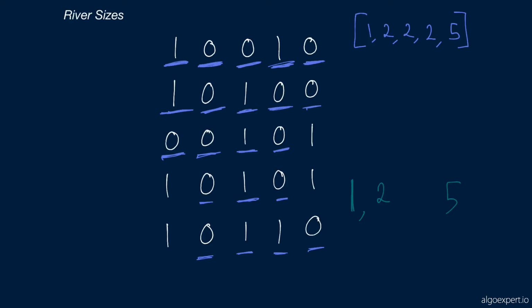And here the same thing will happen, right? I'm going to skip through some of the steps here, but we're going to visit this 1, then visit this 1, and then we'll be done. And we'll have a river of size 2. So we'll add the 2 here. And then we will go down here to this 1. We'll see that it's unvisited. So we'll visit it, and we'll get a river of size 2.